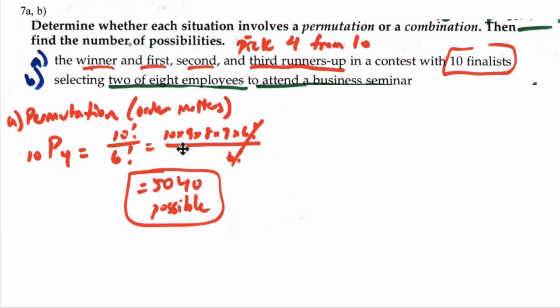So I can say 10P4. I could do the multiplication counting principle: 10 times 9 times 8 times 7. Or I could do the formula, or I could punch it in Desmos, but I would get 5,040 possible ways. And we're just counting the number of possible ways. This is not probability yet.